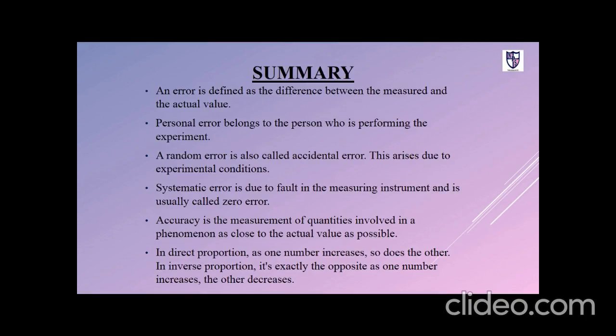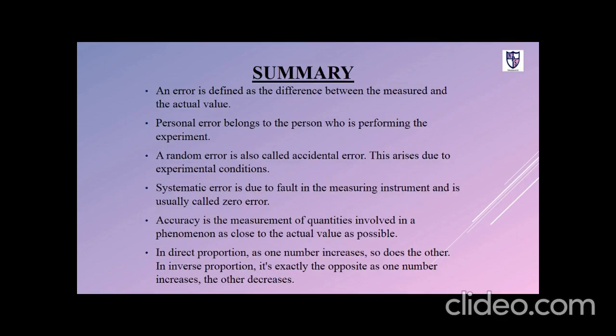Summary of today's lesson is: an error is defined as the difference between the measured and the actual value. There are three types of errors. Personal error belongs to the person who is performing the experiment. Random error is also called accidental error, and this arises due to experimental conditions, for example, changes in temperature, humidity. Systematic error is due to fault in the measuring instrument and is usually called zero error.